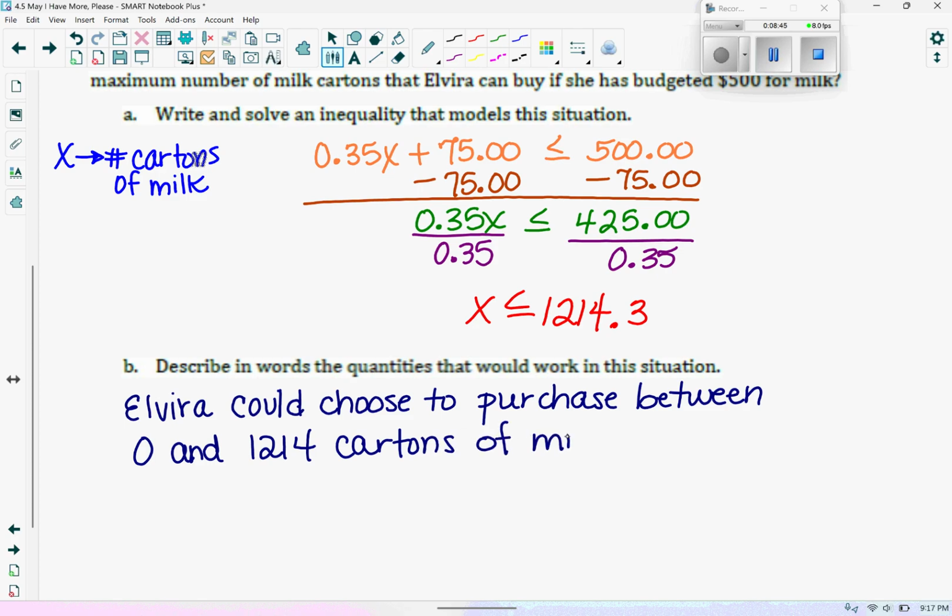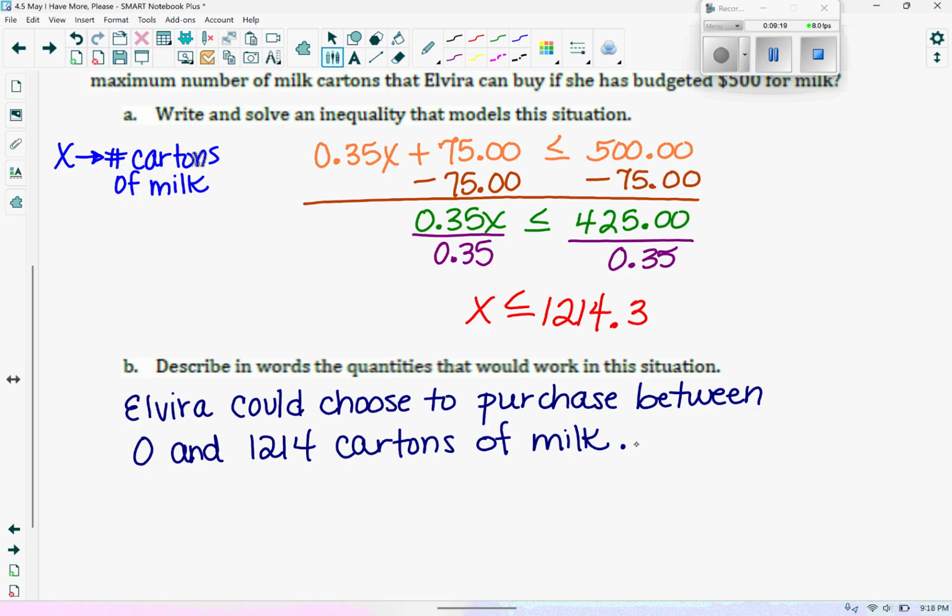Now, you'll notice that this time I did not put the decimal. You cannot purchase a portion of a carton of milk, okay? So I cut it off at the decimal. Now, let's say that my decimal ends up being 0.8. You still cannot round up to 1,214, because, sorry, 1,215, because if you do, you're going to go over budget. All right, so that's how you can always check to see what you can actually do.